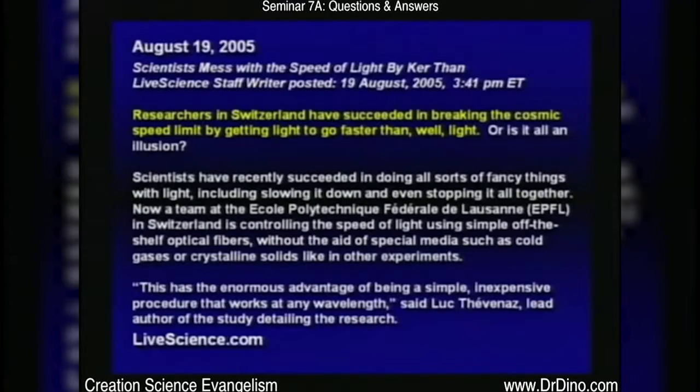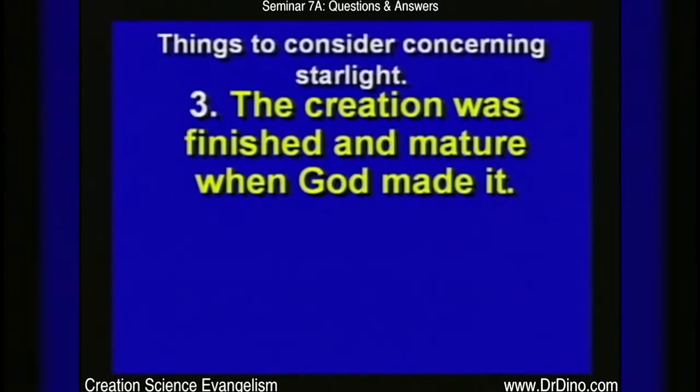So the third thing to consider: the creation was finished when God made it. Not only can we not measure those distances, not only is the speed of light not necessarily a constant, the creation was done. See, Jesus made wine out of grapes that never existed. He missed all that time.